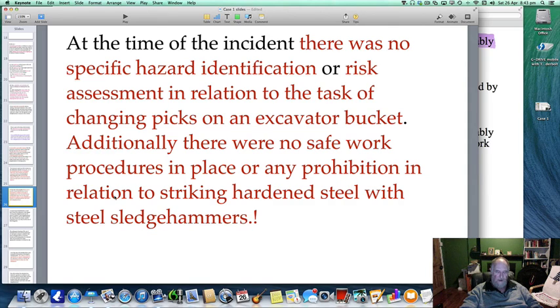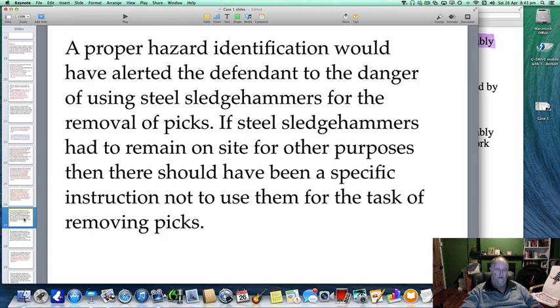There was no hazard identification. A proper hazard identification would have alerted the defendant to the danger, blah, blah, blah. If steel sledgehammers had to remain on site, which we're not sure, but for other purposes, there should have been a specific instruction not to use them for the task of removing picks. Maybe you could stick it on their handles, I don't know.